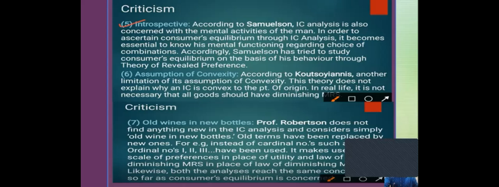मार्जिनल यूटिलिटी में यही बोला था ना कि downward sloping and it becomes negative. If a consumer continuously consumes one after another, you will get negative satisfaction. The same thing is replaced. And likewise, both analyses reach the same conclusion so far as consumer equilibrium is concerned. Okay? So these are the different criticisms or limitations of indifference curve analysis.